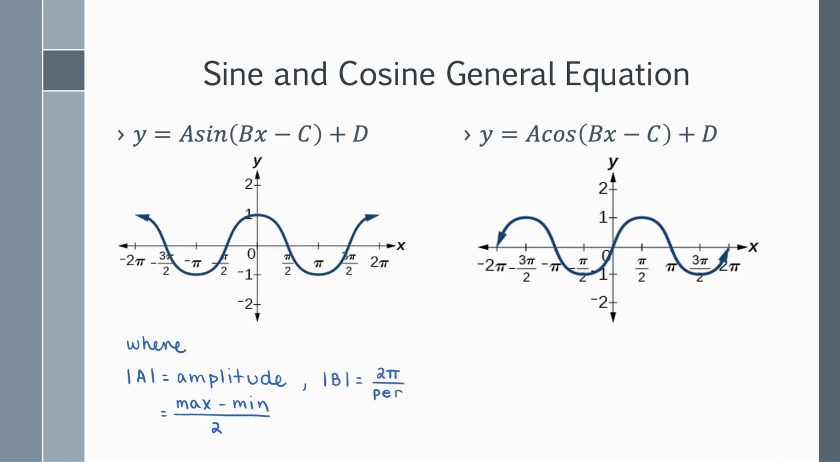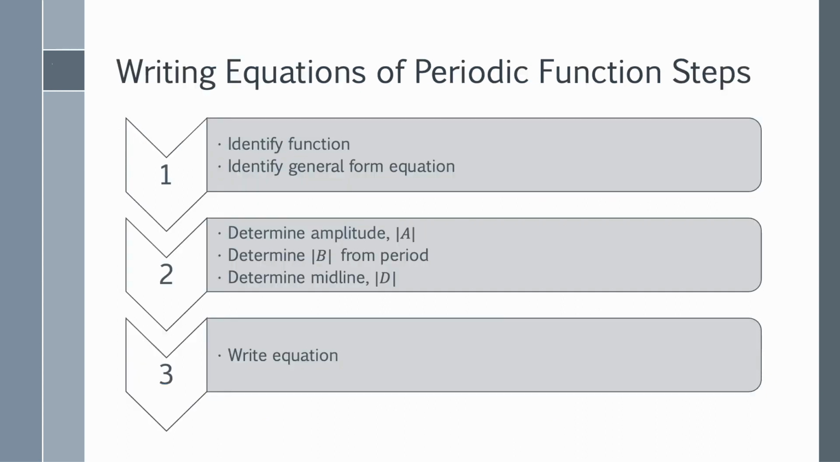B is found by dividing 2 pi by the period. D is the midline and can be solved by adding the maximum and minimum value and dividing it by 2. And the phase shift is the quotient C divided by B. To write an equation from a graph, the steps are to first identify the function and the general form of the equation. From there, you'll need to determine the amplitude, B, and the midline, and then finally substitute the found values into the equation. Also note that for today's video, we won't be worrying about phase shifts.